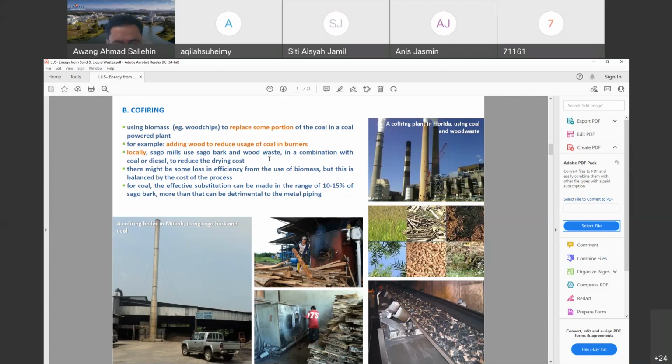Okay, there will be some loss in terms of efficiency when it comes to the use of the biomass, but this is balanced equally by the cost of the process being cut down with the use of the lignocellulosic biomass resources. For coal, the most effective substitution can be made within the range of 10 to 15% of sago bark being used together with the coal, and this is also important, and detrimental for the metal piping. So this is what is meant by co-firing: the mix of biomass together with the coal as well as the diesel to generate the heat that is required for the drying of the sago flour.